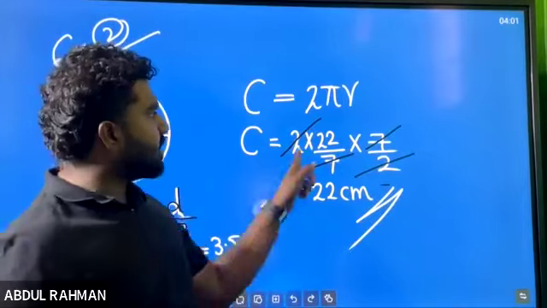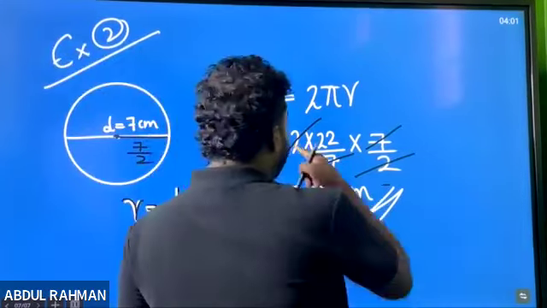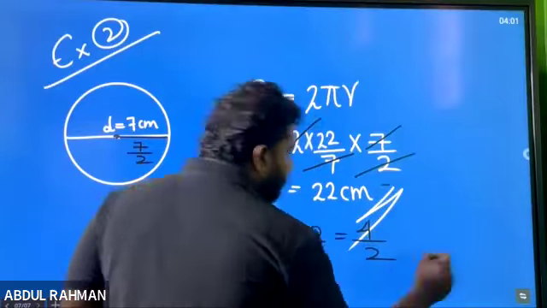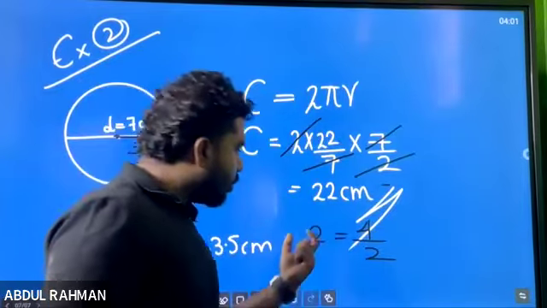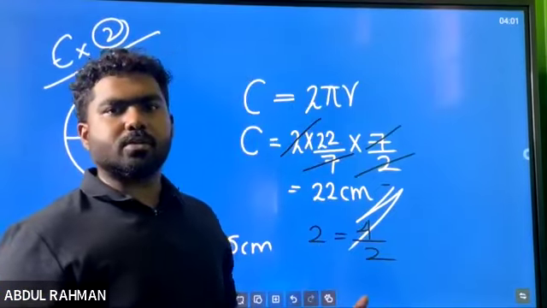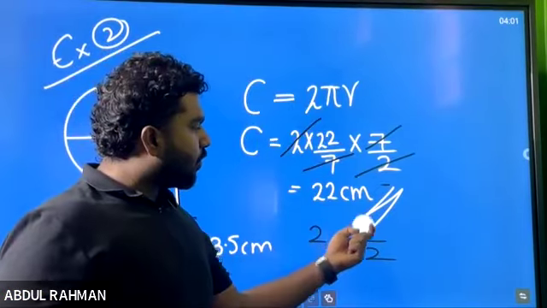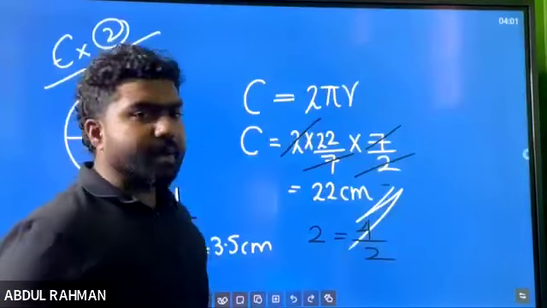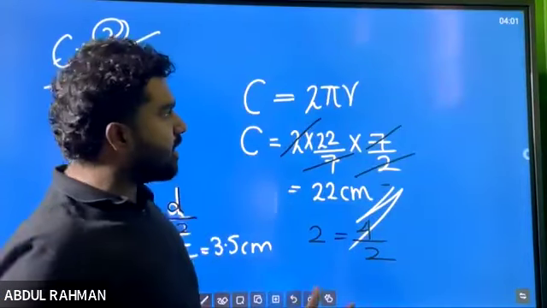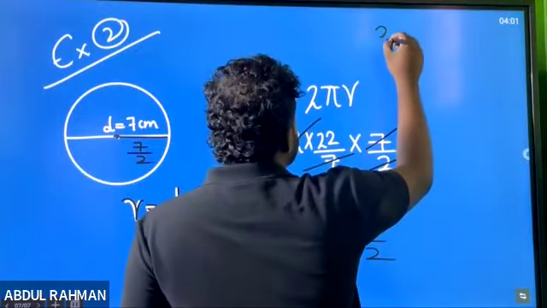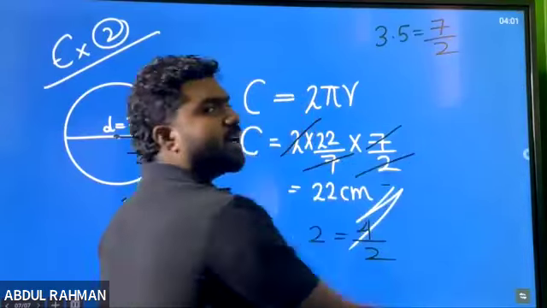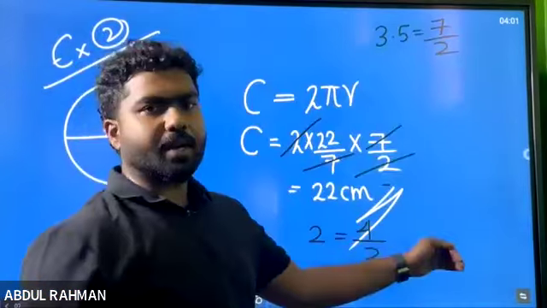I'm just saying, instead of putting 2, you can put it as 4 divided by 2. What is the answer? 4 divided by 2, answer is 2. So likewise, I can say 3.5 is equal to 7 divided by 2. Instead of putting 3.5, I can put 7 divided by 2.